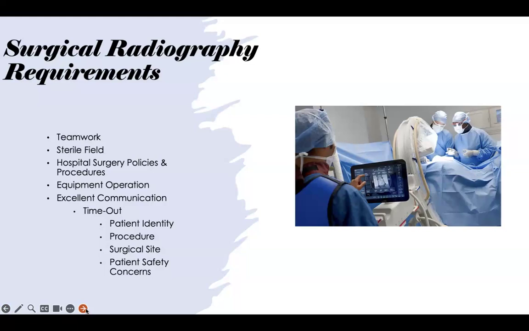Hospital surgery policies and procedures, so being familiar with those when it comes to being in the surgical environment. A lot of times, all we really need to know is the proper equipment, and making sure the shielding is there and people have the proper shielding. So that's going to be our main role when we go to surgery: knowing how to operate the equipment and then being able to communicate.